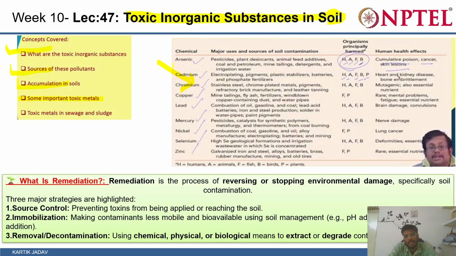In this, there are certain chemicals given, and their sources are also provided. For example, cadmium: you can see cadmium is coming from electroplating industries, pigments, plastic stabilizers, batteries, and high use of phosphate-based fertilizer. And this generally harms every component, like humans, animals, fish, birds, and plants. The diseases in humans due to excess cadmium intake are heart and kidney disease, bone embrittlement, etc. So that's why it is very important to remediate the soil, whether it is contaminated with inorganic or organic contaminants.